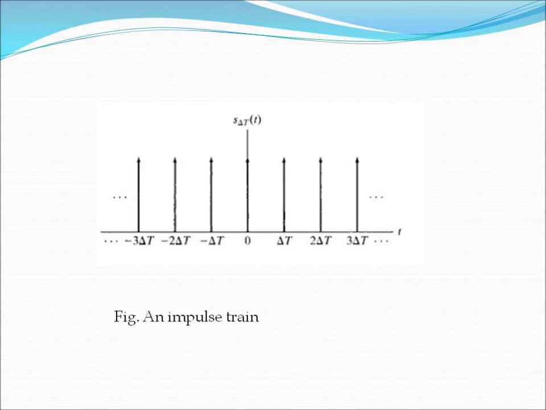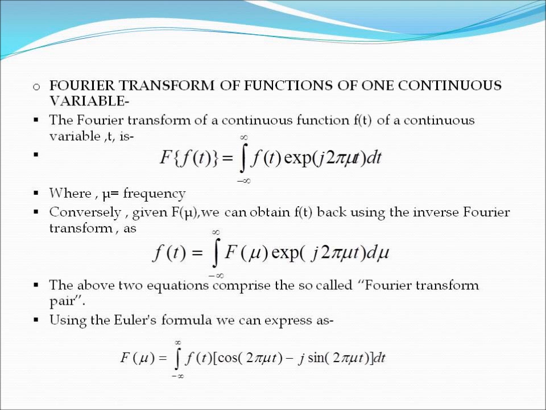The importance of the impulse train can be understood later in this chapter. The Fourier transform of a continuous function f(t) of a continuous variable t is given, where mu is the frequency. Conversely, if F(mu) is given, we can obtain f(t) back by using the inverse Fourier transform as given. The above two equations comprise the so-called Fourier transform pair.